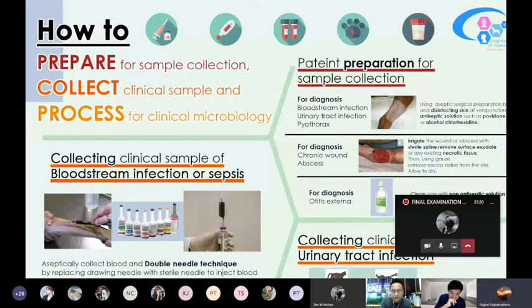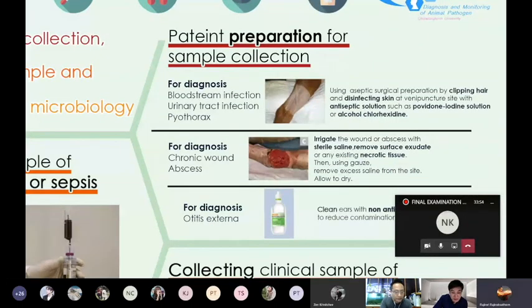Okay. Good afternoon, everyone. Thank you all for coming today. We are here to talk to you on the topic of how to prepare for sample and process for clinical microbiology. The presentation is divided into three parts, including patient preparation for sample collection, collecting clinical sample, and the last one is how to transport and process a sample. Let's start with the first part. It is about patient preparation for collecting sample.